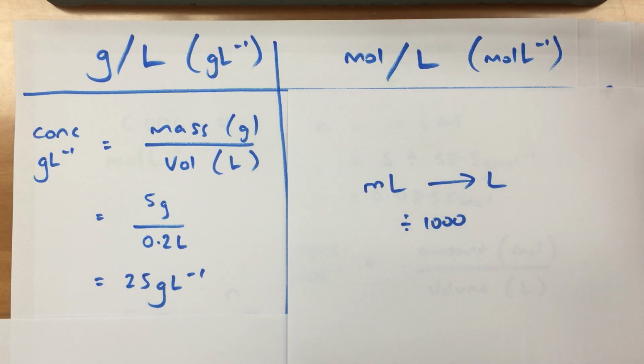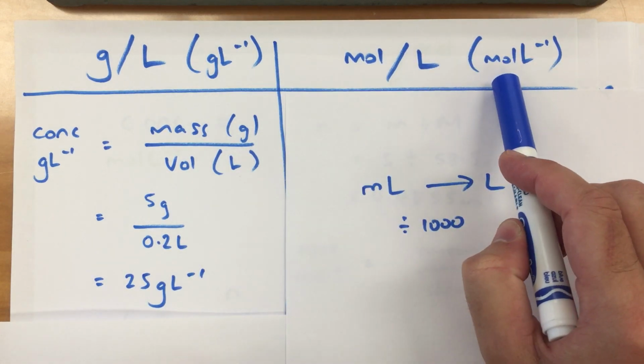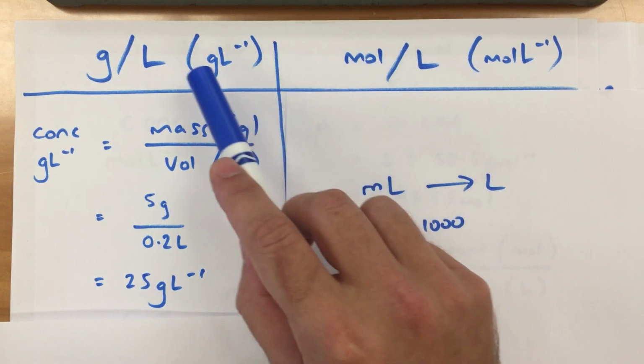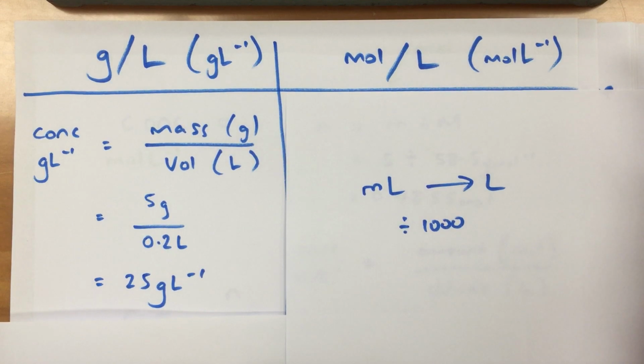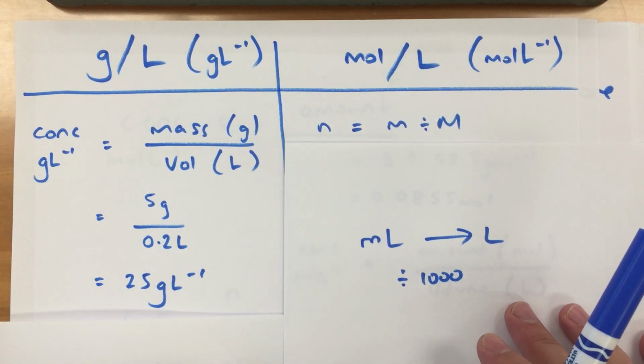The second way we can calculate concentration is in moles per litre, and this tends to be the more standard way of calculating concentration in a chemistry context. So first of all, if I want to work out the concentration in moles per litre, I need to know how many moles of sodium chloride there were in my 5 grams of sodium chloride. So to work out number of moles from mass, I need to divide by the molar mass.